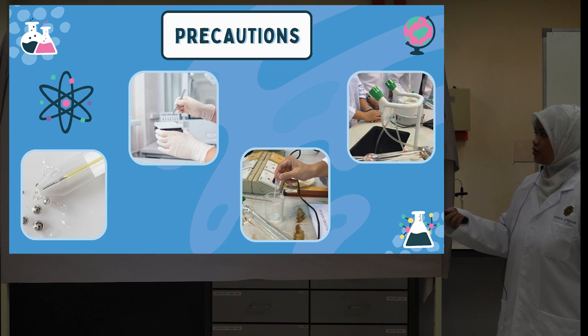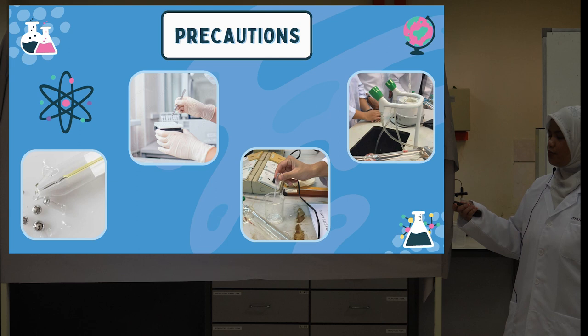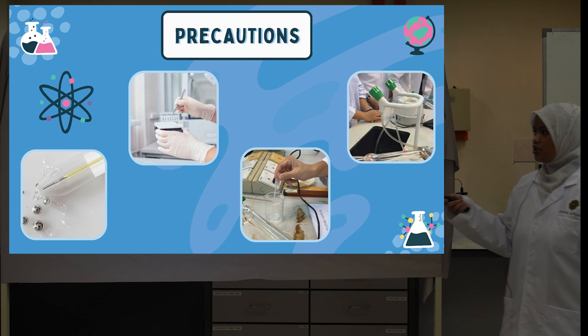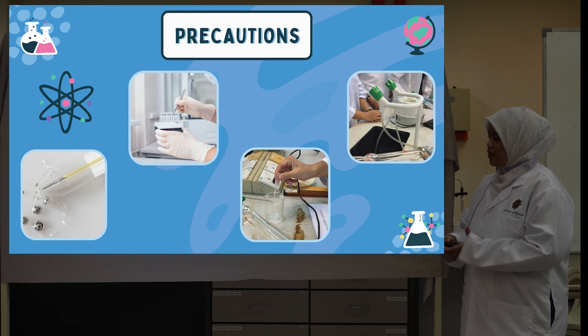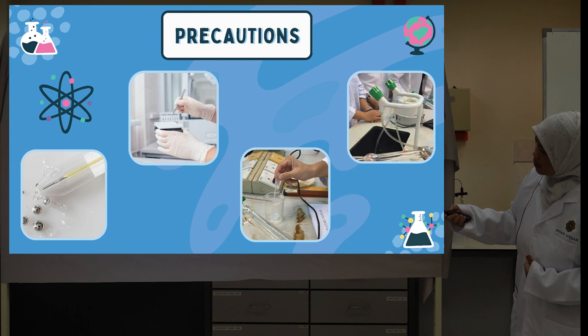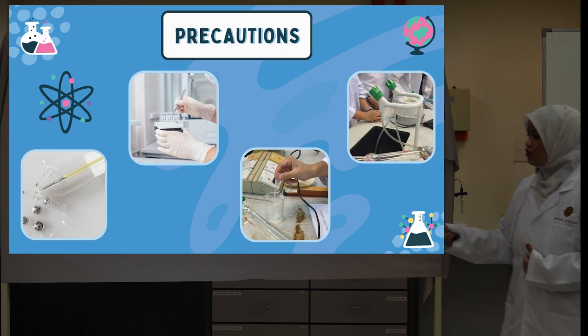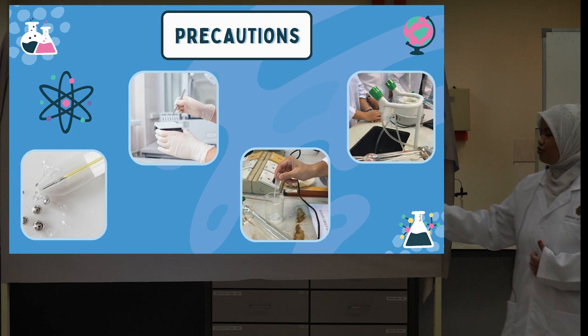The next one is using gloves before doing the experiment, because we will use chemicals to make the experiment. The next one is using a dropper while taking the solution. This solution is an acid in high concentration. So we should use gloves when using the dropper.